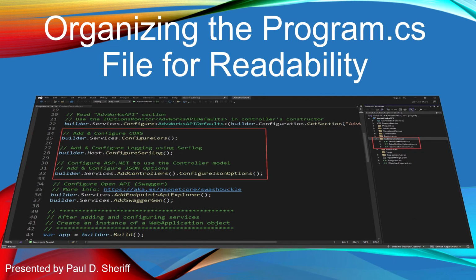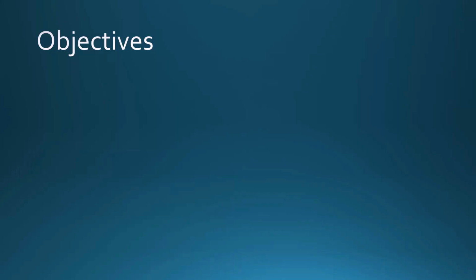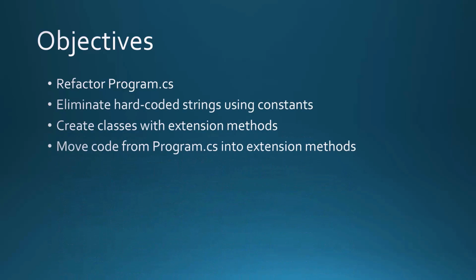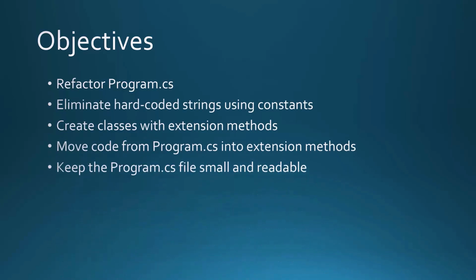In this lesson, we talk about organizing the Program.cs file for maximum readability. The objectives for this lesson are to refactor the Program.cs file by eliminating hard-coded strings using constants. We're going to create some classes with extension methods into which we can move some of the code from Program.cs. And we're going to keep that Program.cs file small and readable.